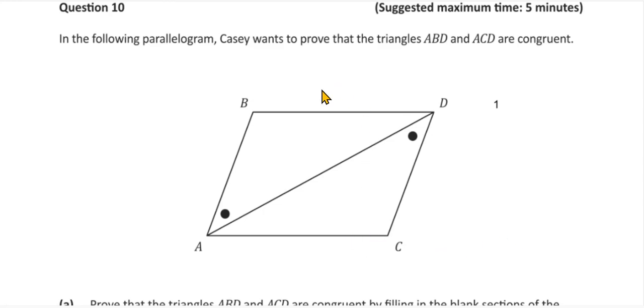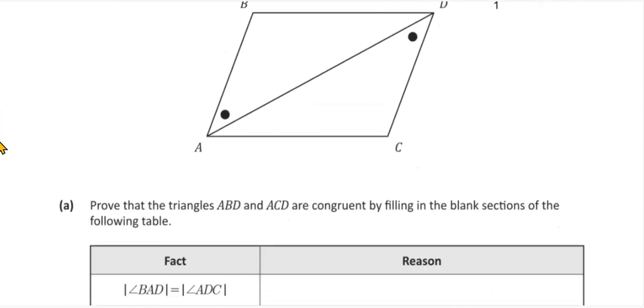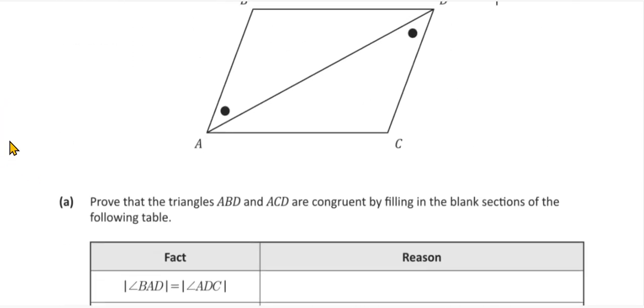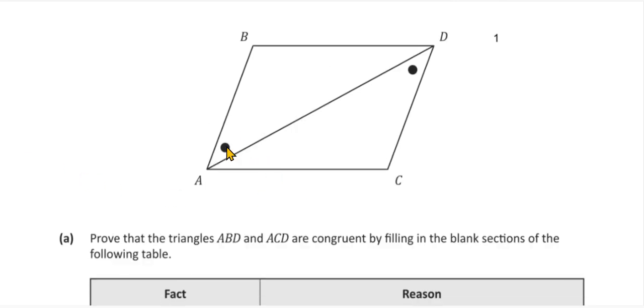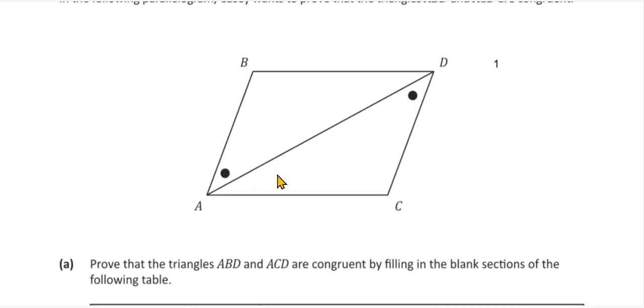The following parallelogram, Casey wants to prove that the triangles ABD and ACD are congruent. So she's going for BAD. What's the angle BAD? BAD is the dot. Would you agree with that? B to A to D. And the other one is ADC, A to D to C.